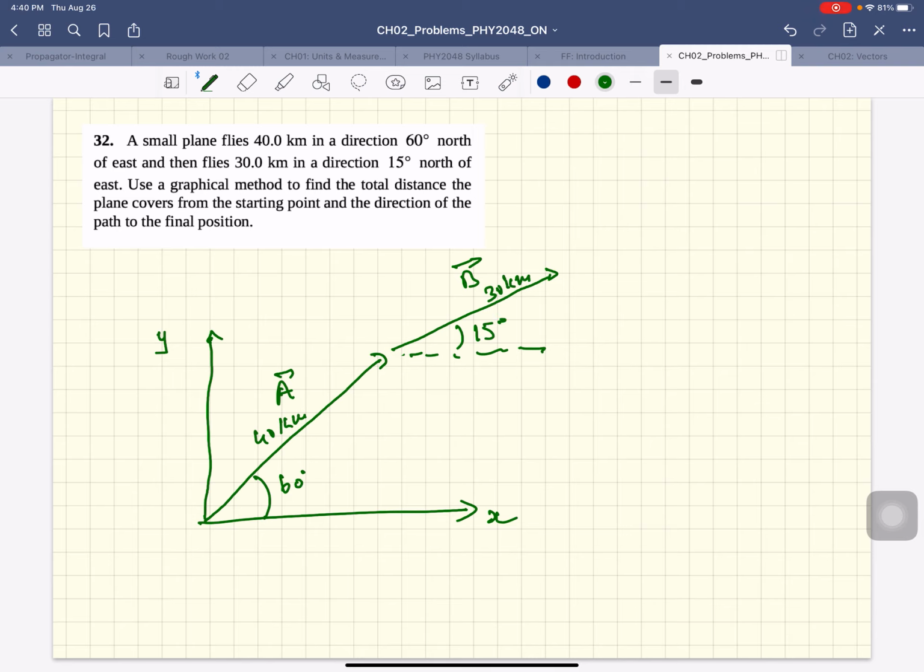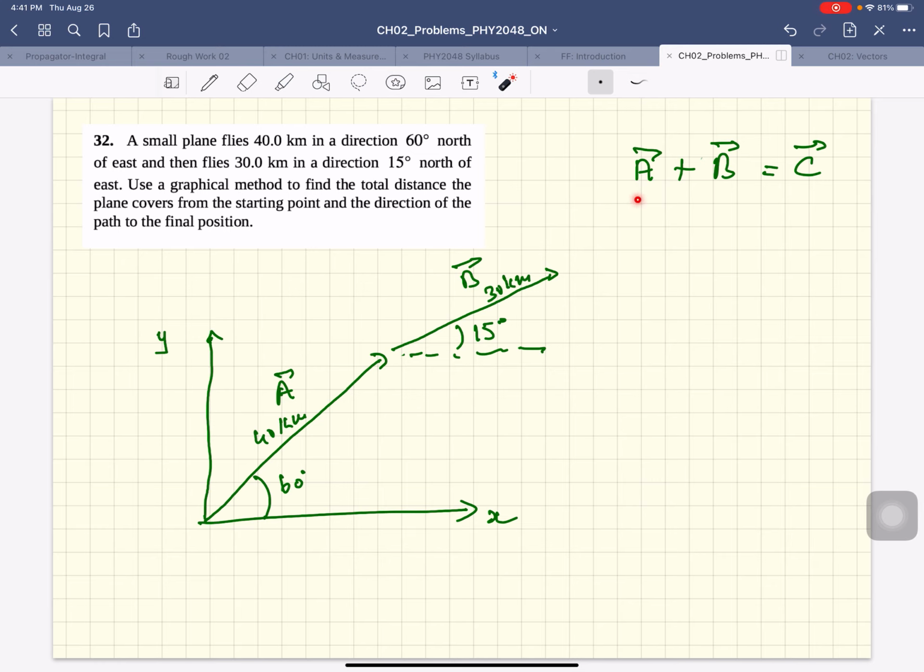So we'll call this B, 30 kilometers. This is 15 degrees. And what we want to find is the magnitude of A plus B. So we'll find the entire vector, and then we can find the magnitude. And we want to do it algebraically. We don't want to do it graphically. We don't want to measure this and all that.